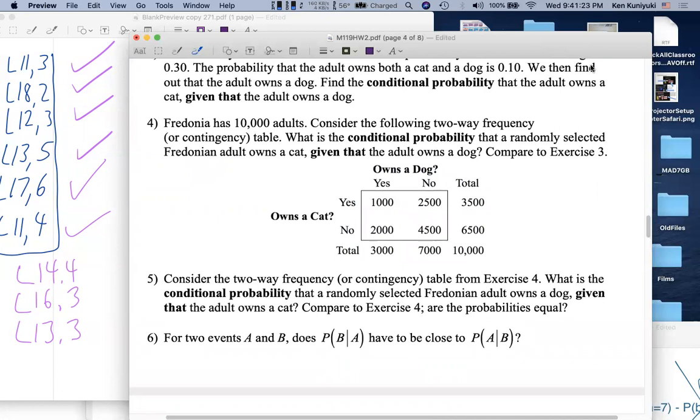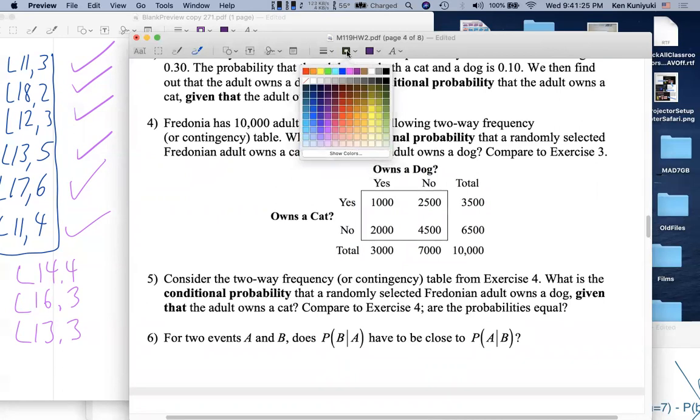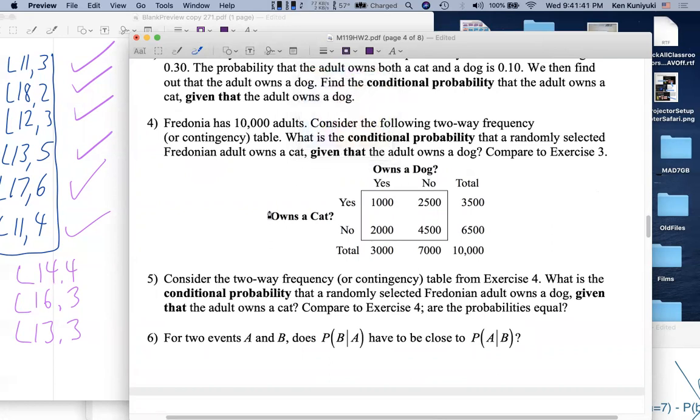Pick a color if you wish. 14.4. We're going to focus on this table here. Any choice of color? Otherwise, we haven't seen purple yet. Want to go purple? Okay. And in fact, I think I'll just write on the homework sheet.